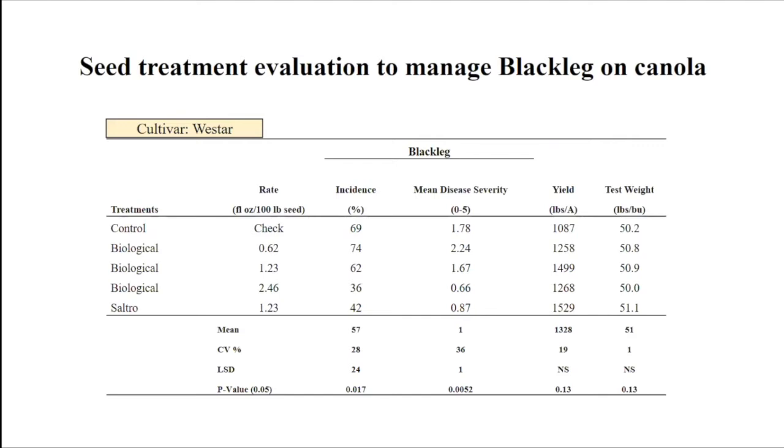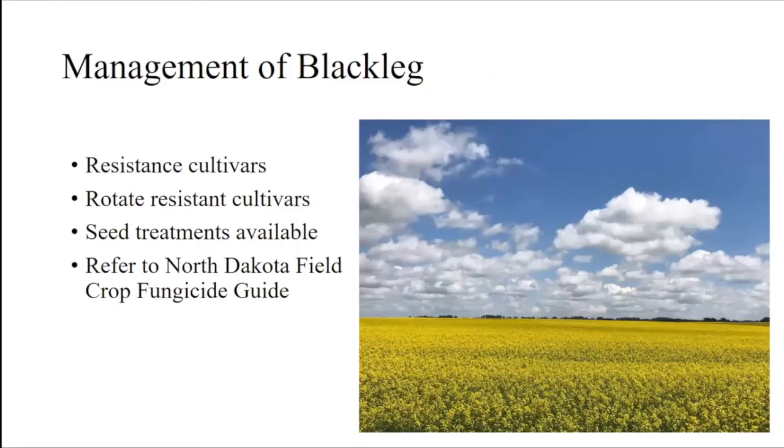It did well in our studies, and we had some over 500 pounds of yield increase compared to the other treatments, and also to the non-treated check. For the management of blackleg in general, we recommend that resistant cultivars are available, rotate resistant cultivars, and seed treatments are available. Refer to the North Dakota Field Crop Fungicide Guide if you have to find better ones.